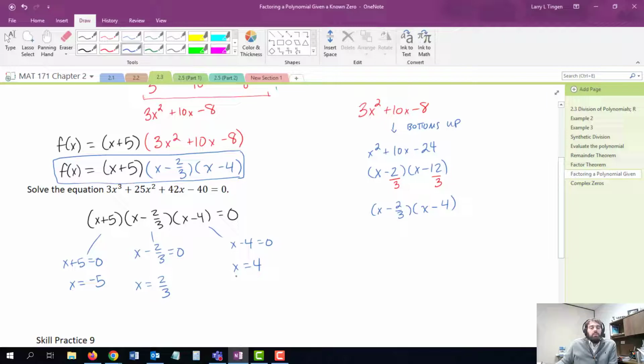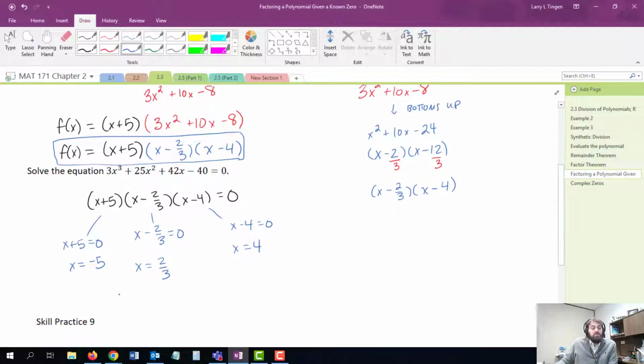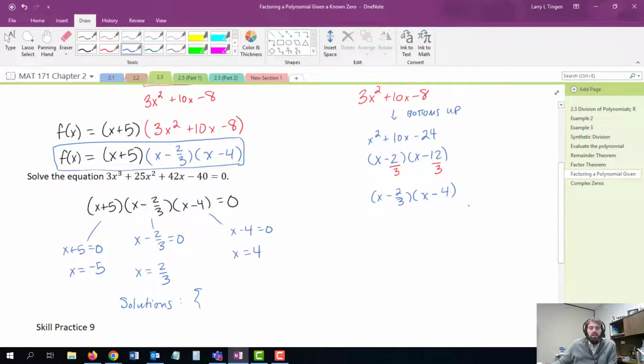All right. And we were asked to solve this. So what are my solutions? They are not x equals -5, x equals 2/3, and x equals 4, because those are vertical lines. The solutions to this equation are, and then you just list all of the numbers. x minus 4. Did I do that right? Oh, look at this mistake.